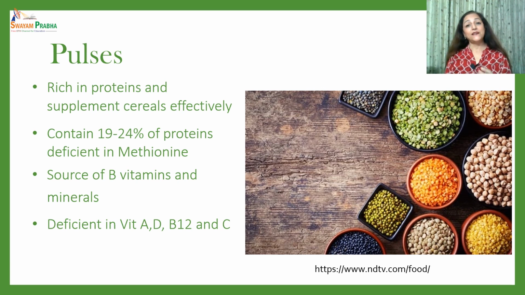But when we combine the cereal with the pulses, the protein quality improves because that completes the amino acid profile of protein, and the protein becomes grade 1 or complete protein. It also contains certain B vitamins such as thiamine, niacin, pantothenic acid, vitamin B6, and certain minerals. It is deficient in vitamin A, vitamin D, vitamin B12 and C. But we can improve the quality of these pulses. We can improve the quality of vitamins by sprouting and fermenting these pulses.